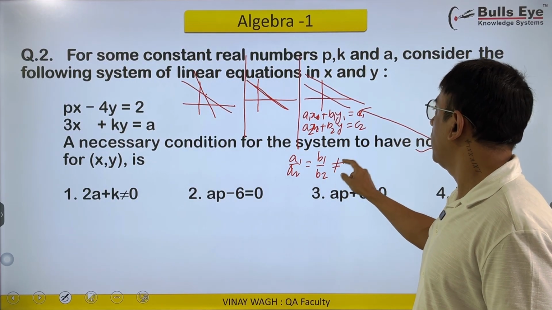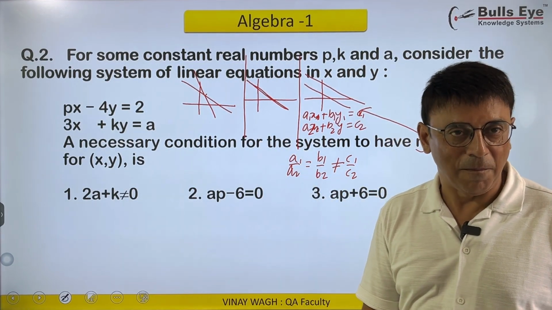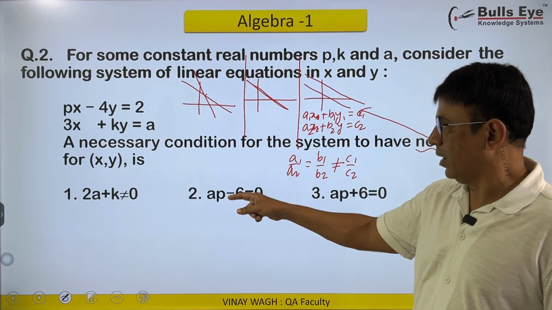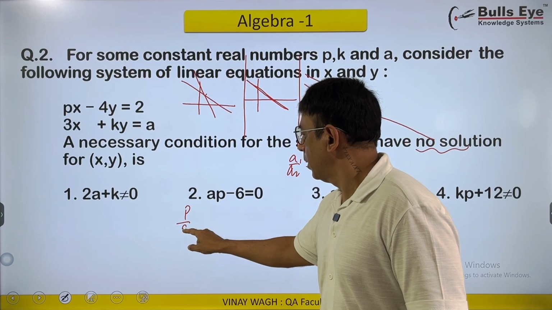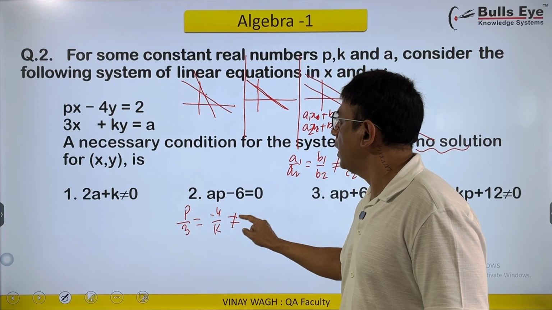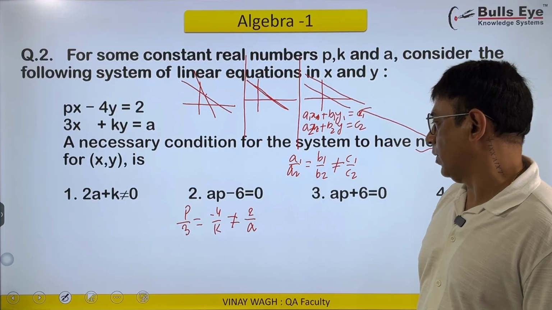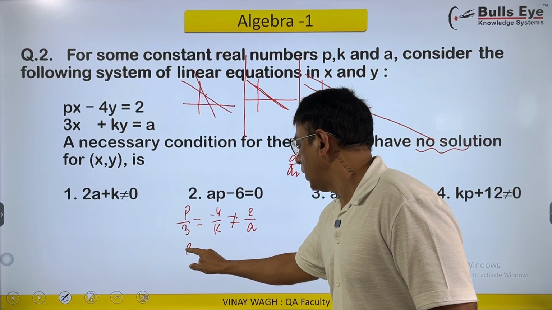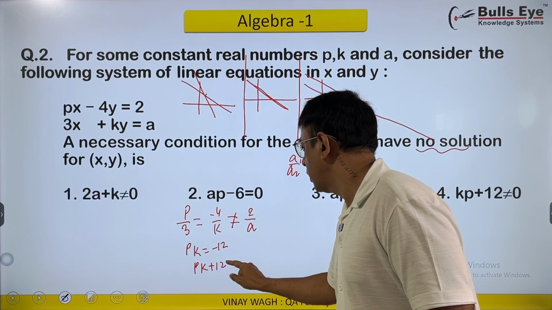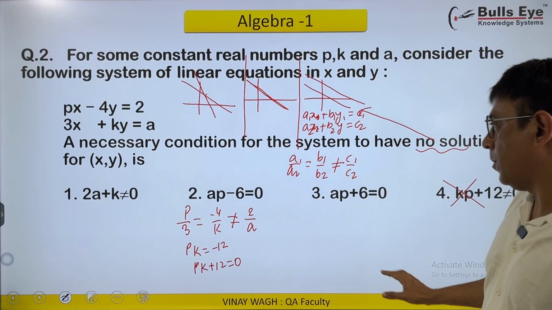But it should not be equal to c1 upon c2, because if that is equal, then the equation is apparently the same. It just multiplied by some constant to LHS as well as RHS. So for this case, p upon 3 should be equal to minus 4 upon k and should not be equal to 2 upon a, right? So what do we get from this? If I play with this, p into k is equal to minus 12, or I can write pk plus 12 is 0. Fourth option says it is not equal to 0, so this is gone.